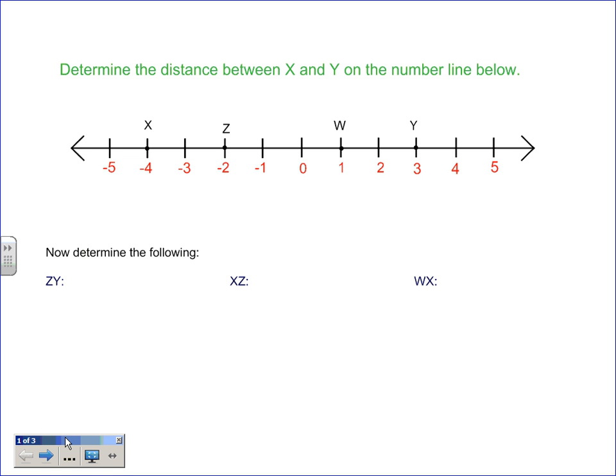What we're looking at here is to determine the distance between a couple of points on this number line. And the way I'm going to show you will basically work every time. Not some of the time, not most of the time, all the time. Okay? You might not like it, but if it works, might as well use it.